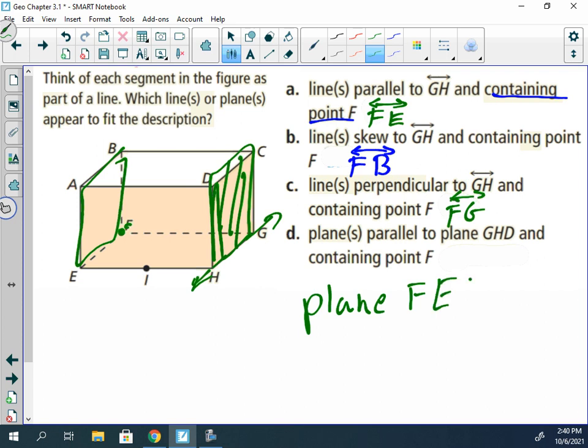Yeah, because we could have said FEA, FBA, FBE, any 3 points that are contained in that plane. Questions on this here? Are you ready for the next thing?